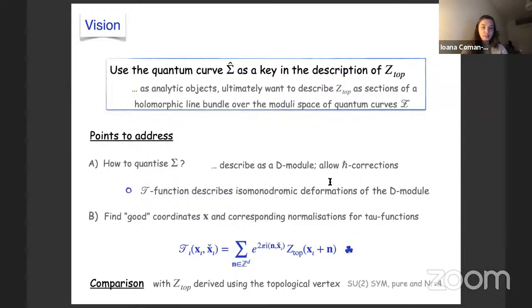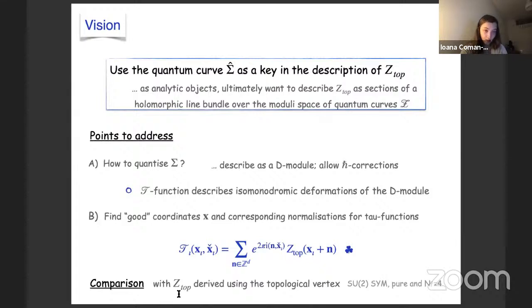I have already briefly given the answer. It is to describe this as a D-module while allowing for H-bar corrections, whereby the tau function describes isomonodromic deformations of these. And then the second point is to find good coordinates, good parameters for the monodromy data associated to this D-module, which are related to appropriate corresponding normalizations for the isomonodromic tau function, in which to expand these, such that they generate the topological string partition functions. And this here is the point where exact WKB analysis has a role to play.